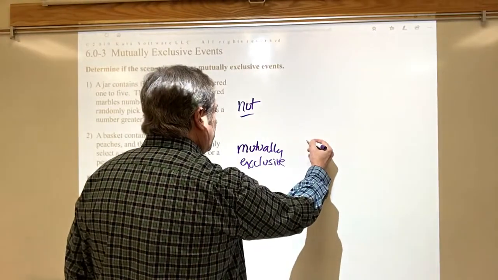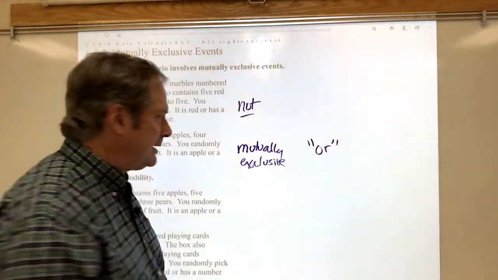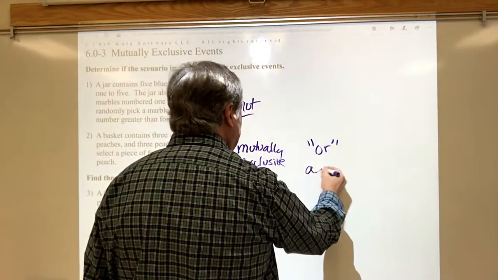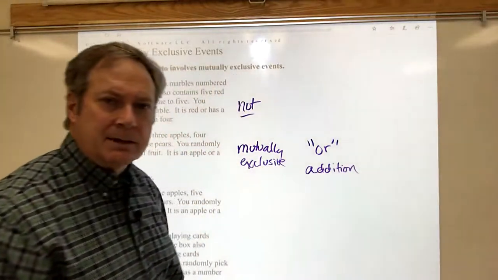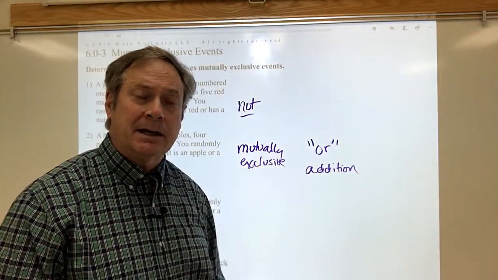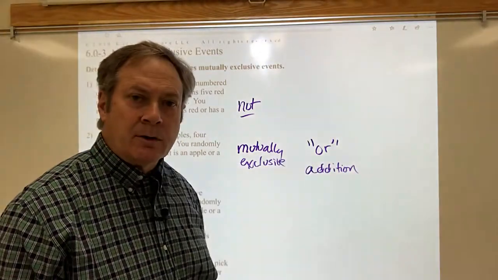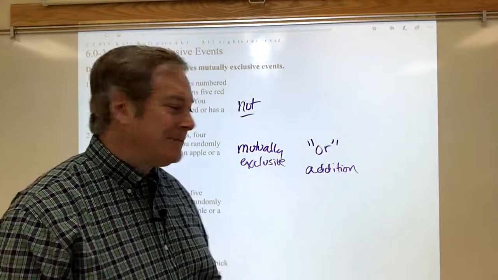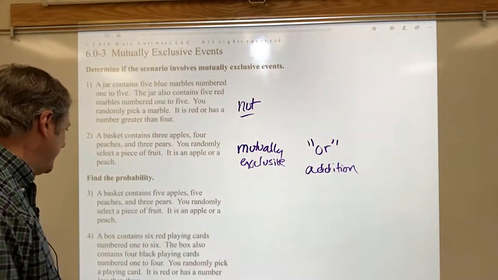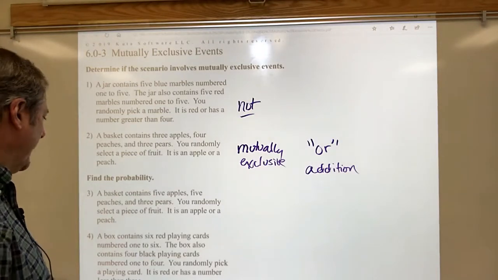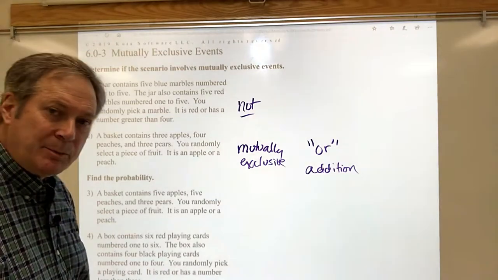All right, so let's find the probability. Before we begin on that, I'd like you to make a note that the word or in these probability situations means addition. Yesterday we dealt with the word and, that implies we multiply to find the probability. Whenever you see the word or, it's implied, you will add. So for instance, you've got a basket of 5 apples, 5 peaches, 3 pears. You randomly select a piece of fruit. It is an apple or a peach.